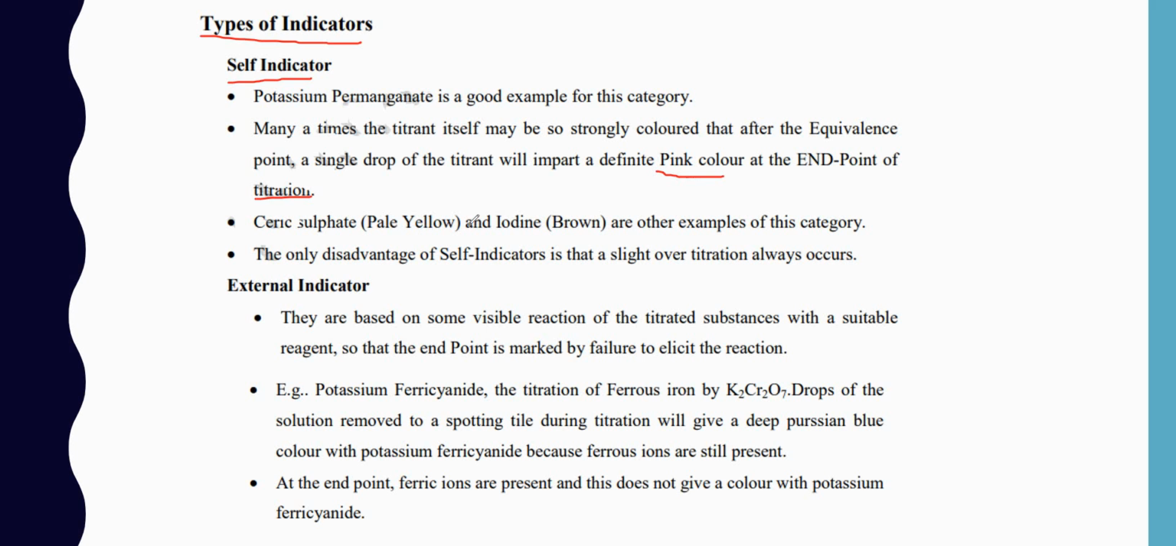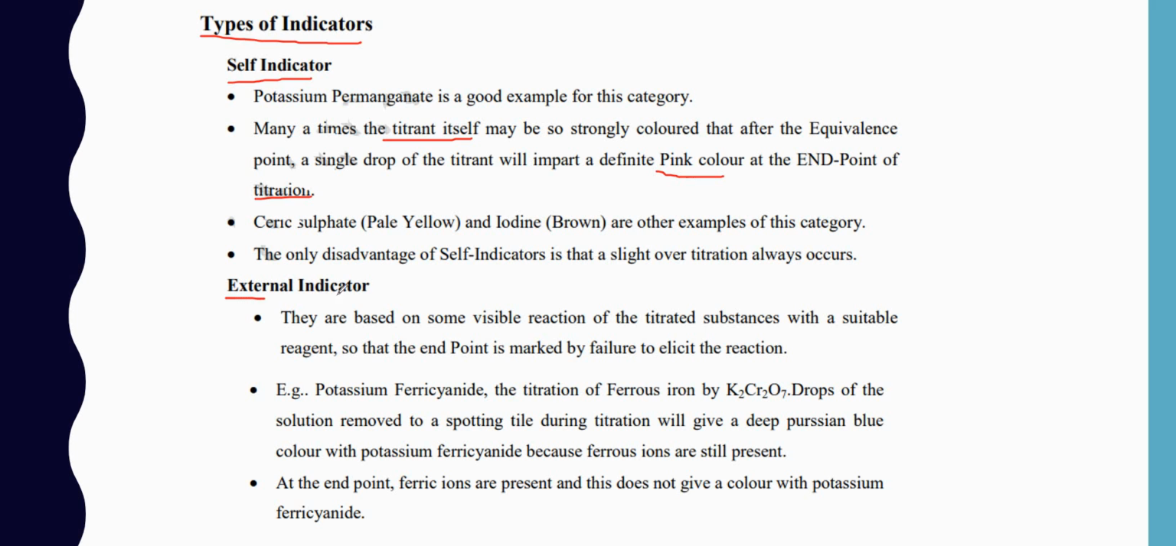Ceric sulfate, pale yellow, and iodine, brown, are other examples of this category. The only disadvantage of a self indicator is that a slight over titration always occurs. So this is the disadvantage of a self indicator. Self indicator means the titrant itself is the indicator, so we don't need to add any different indicator in the titration.